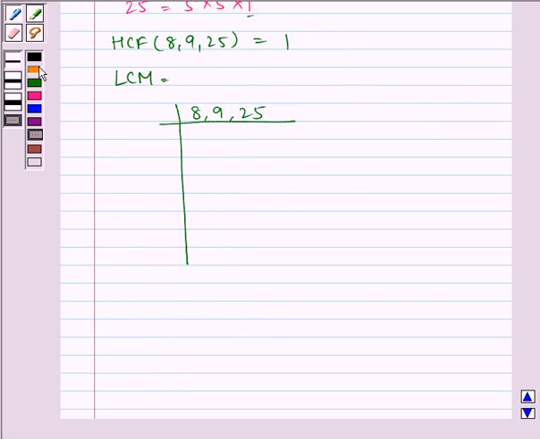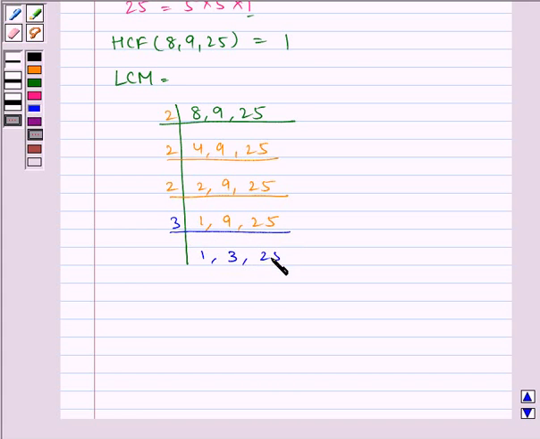8, 9 and 25. So, dividing by 2, we get 4, 9, 25. Again, by 2, we get 2, 9, 25. Again, by 2, we get here 1, 9, 25. Now, by 3, we get here 1, 3, 25.